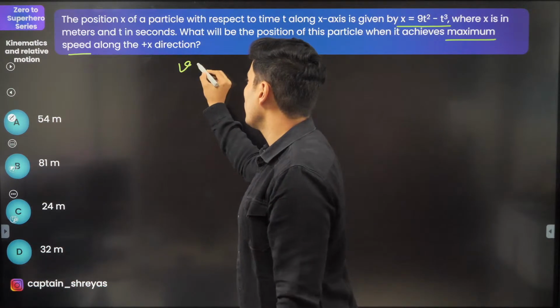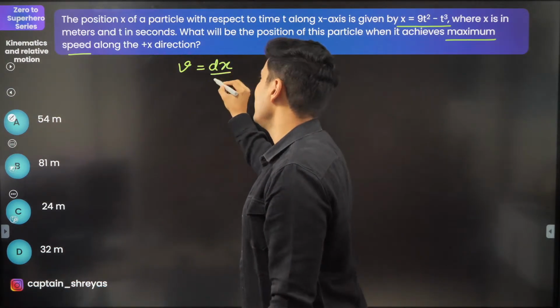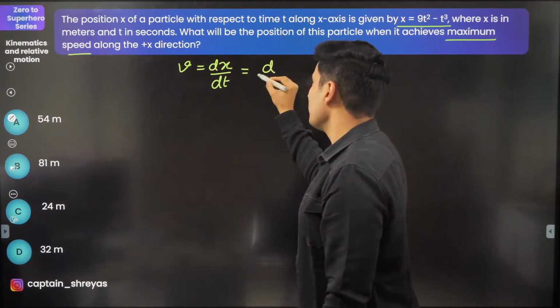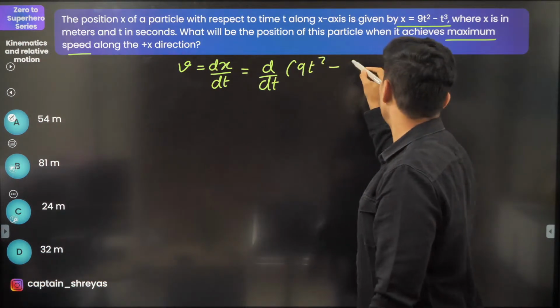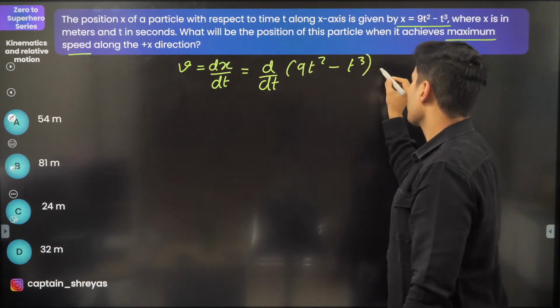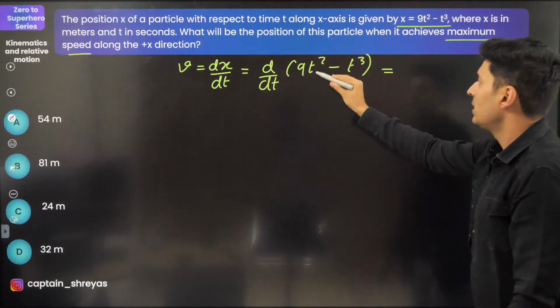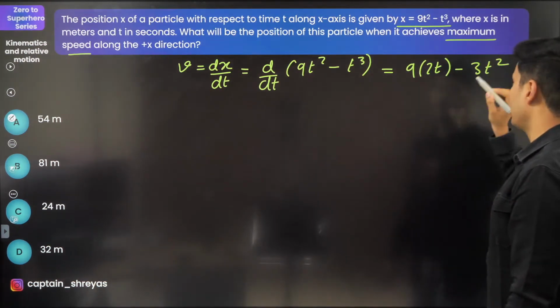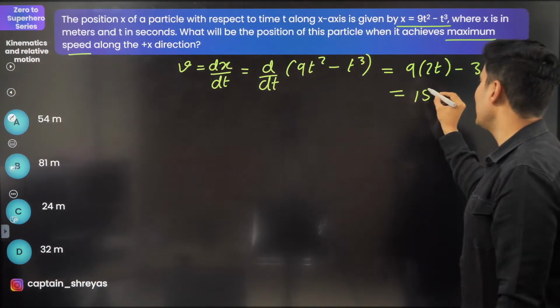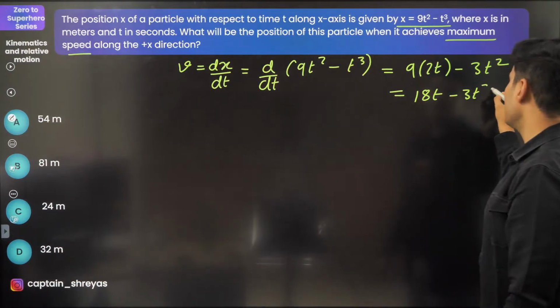So how do you find velocity from position? Obviously derivative, dx by dt. So that means derivative of this guy, which is 9t square minus t cube. So the derivative of this guy will be 9 into 2t minus 3t square. This is going to be nothing but 18t minus 3t square.